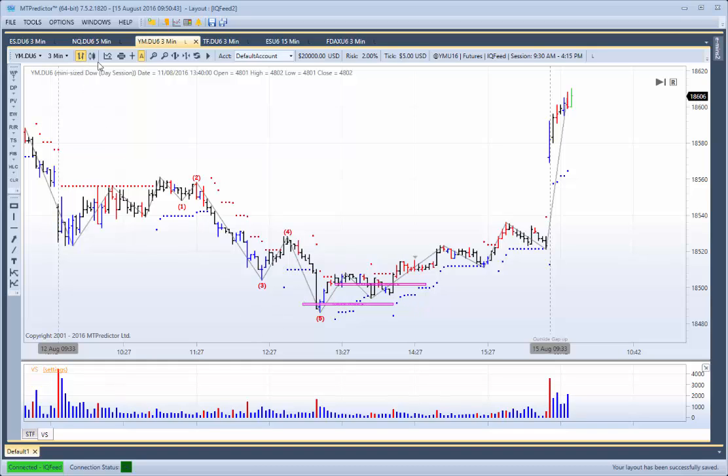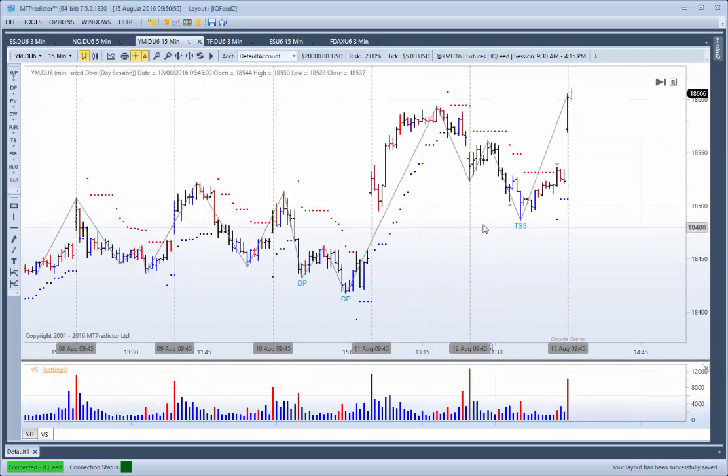All unfolding at the same time as the ES, which was at the 13.6 and 13.09 bars yesterday. So the 3 E-minis were telling you the same thing. Let's have a look at the 15-minute chart on the YM. Again, that was coming in as potential support on a TS3 buy setup.